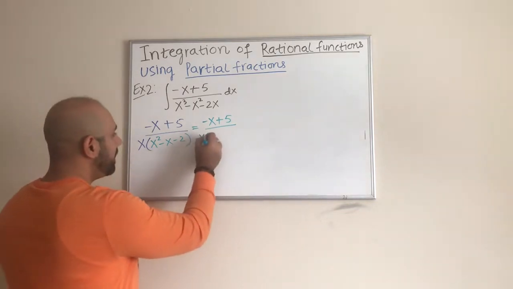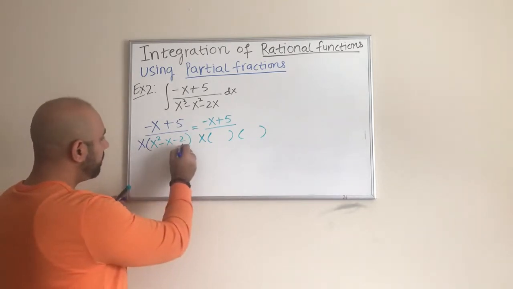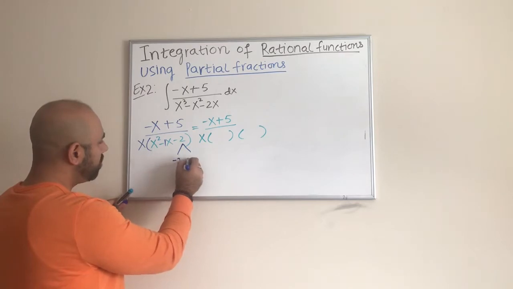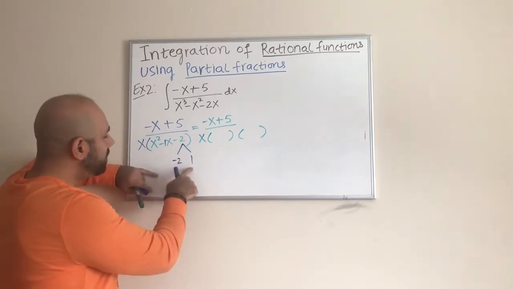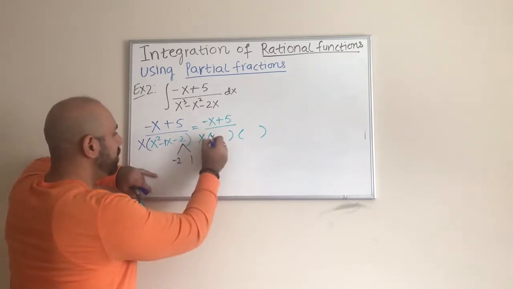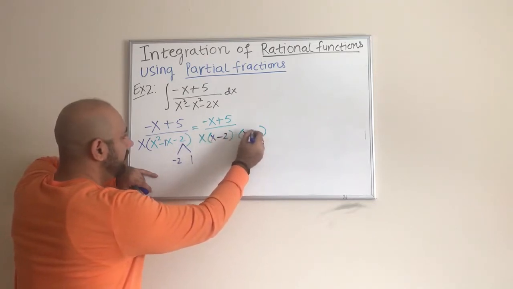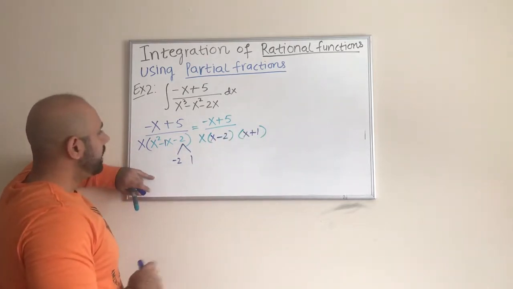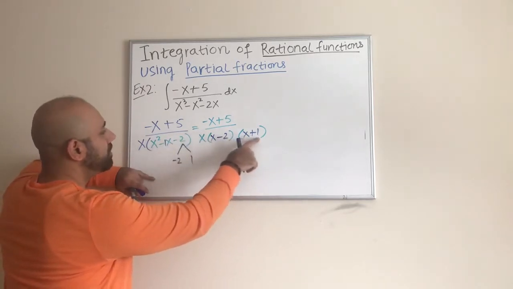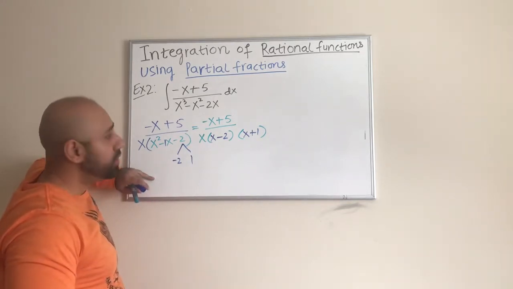In the denominator, let me see if I can write the factors for this. Let us see. I have to come up with two factors of -2 that add up to -1. How about -2 and 1? -2 times 1 is -2, and -2 plus 1 gives me -1. So let's say I use x minus 2 and then x plus 1. x times x is x squared, -2x plus x gives me -x, and -2 times 1 is -2. I like to verify things, and I suggest that you also verify.